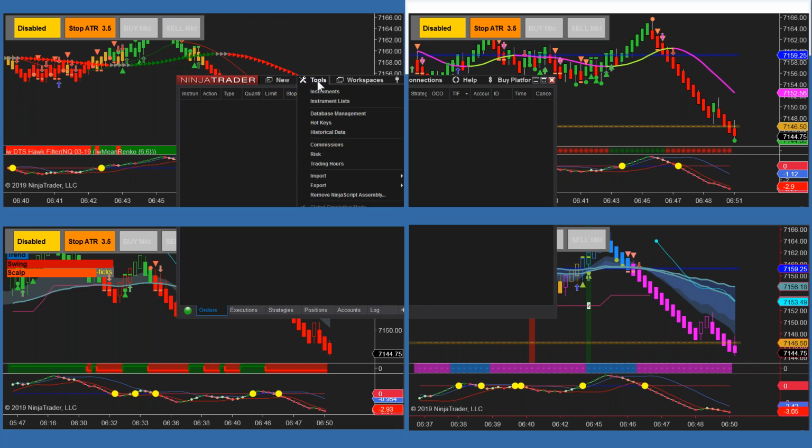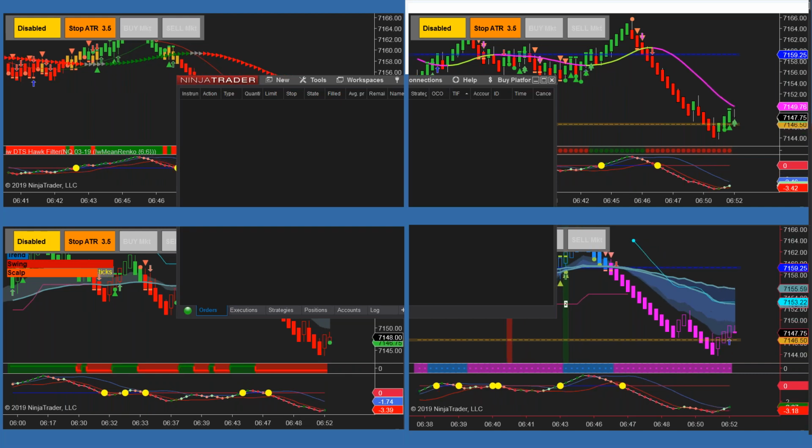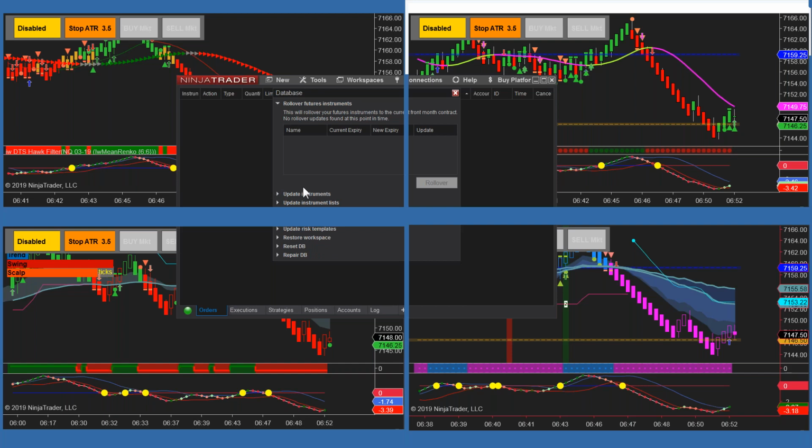It will take you to a web page which will show you to go to your tools menu, go to database management, and then all your contracts will be highlighted here. And all you need to do is click the rollover button, and it will roll over all your contracts. I did that this morning thinking that it was time to roll into the June contract, but it's not. Still a little early.